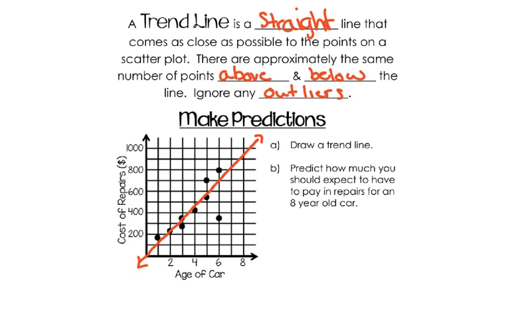And then we want to use it to make a prediction. So we want to predict how much you should expect to have to pay in repairs for an 8-year-old car. So that's going to be here. And then if we follow the line we drew, it's about here. So it looks like it's above 900. So we'll say it's about 950. So this word approximately is an estimate. It's not exact. It's just an idea.